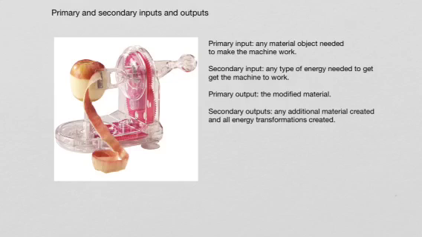So in this case, you've got one primary input, one secondary input, one primary output, and four secondary outputs: the peel, kinetic movement energy, thermal energy, and acoustic energy. So this is how we talk about primary inputs, secondary inputs, primary outputs, and secondary outputs of any complex machine.